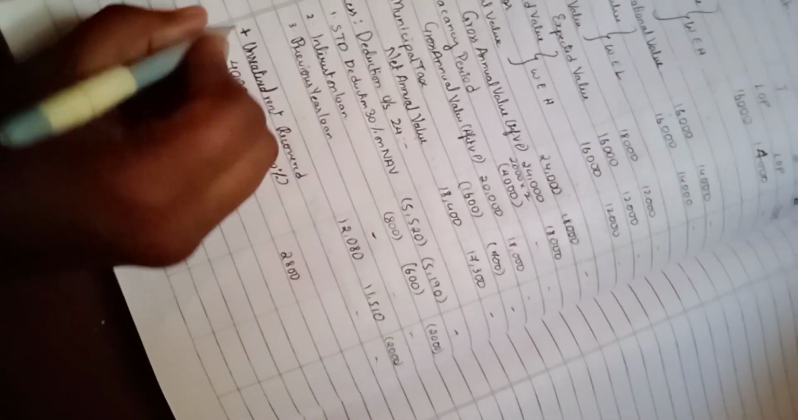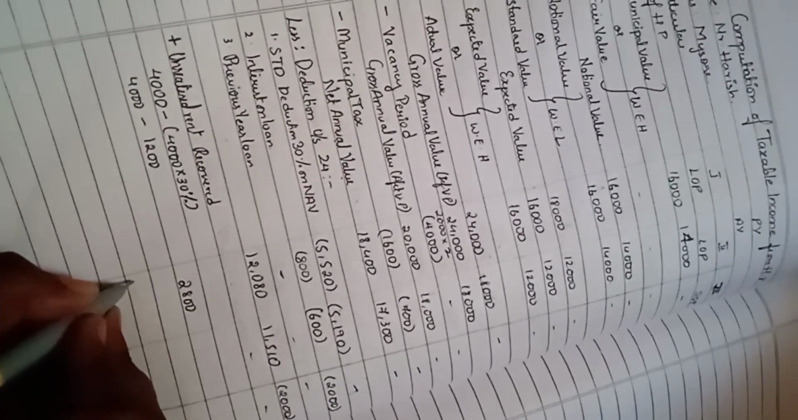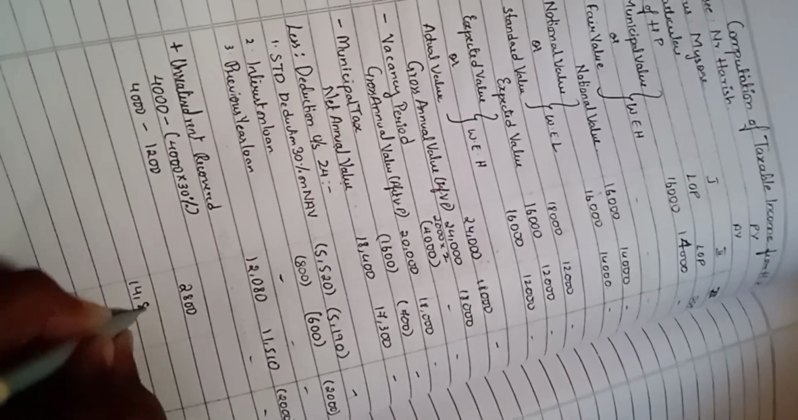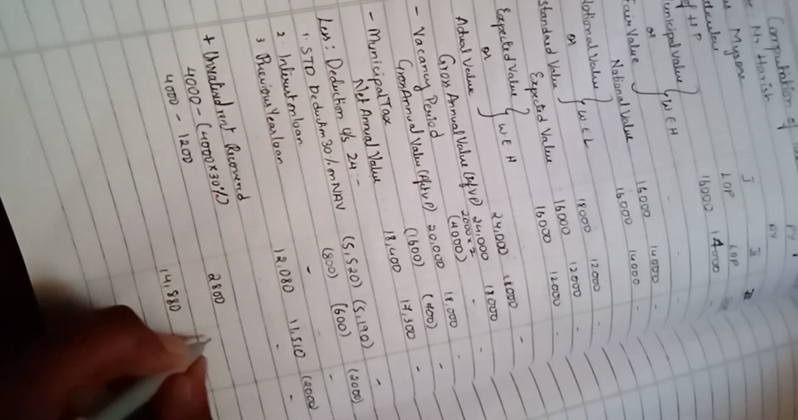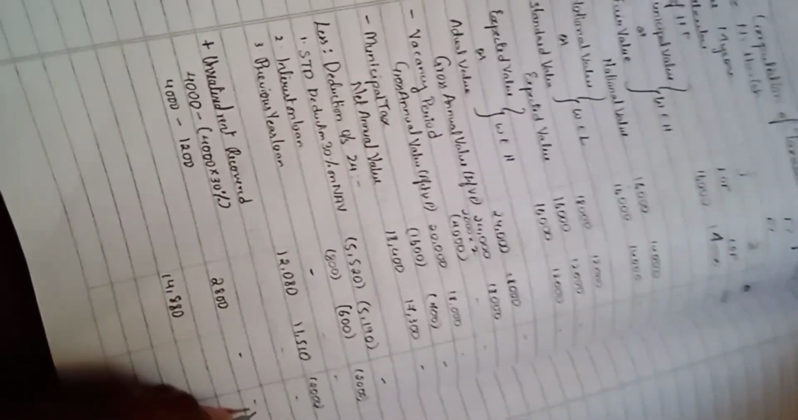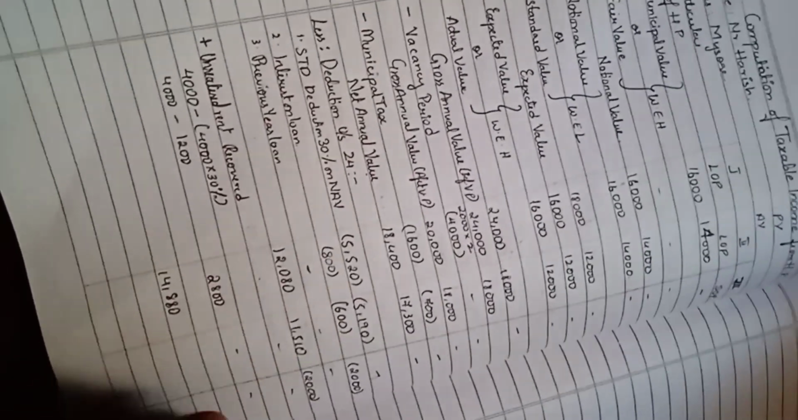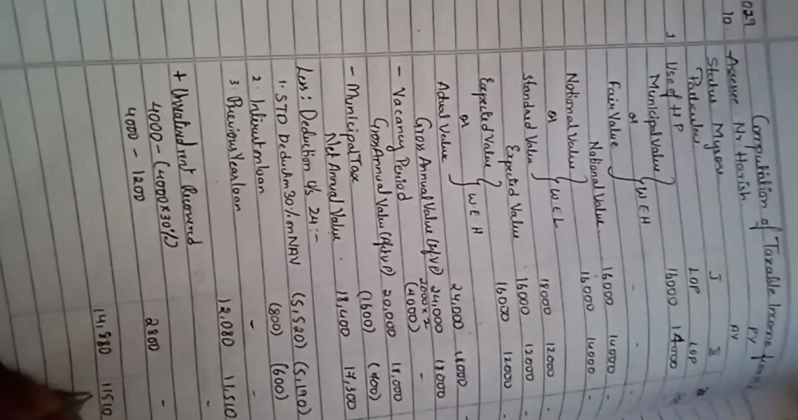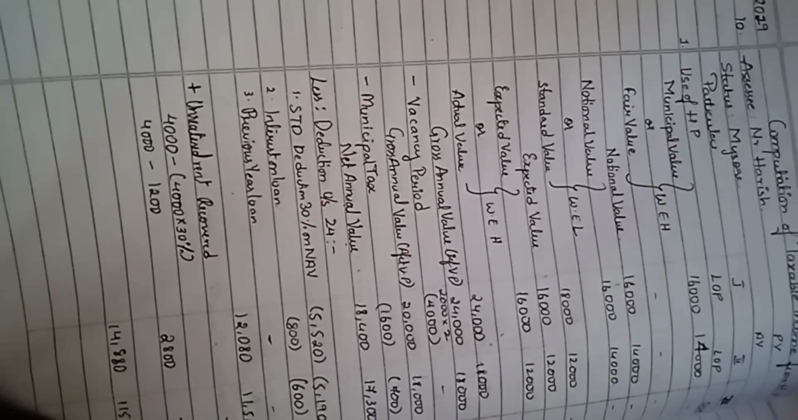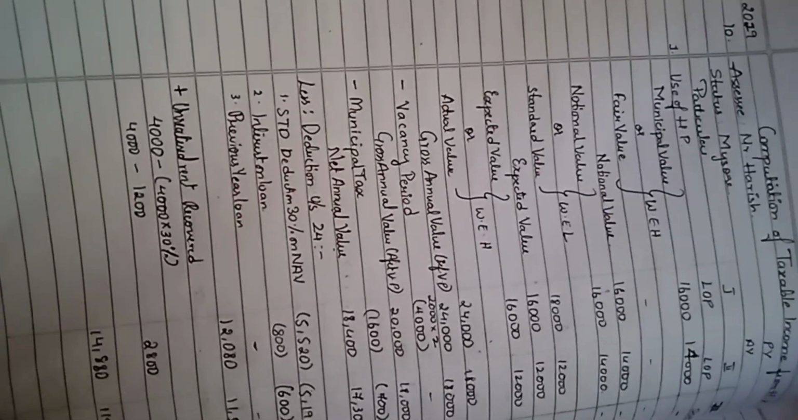We are going to add this amount because we have got the amount. It is 14,880. Then here there is no value, right? So we are going to write nil. This amount is going to come again down. 11,510. Then 2,000.